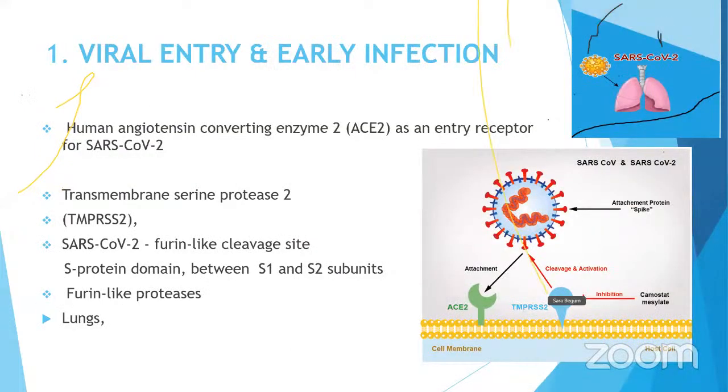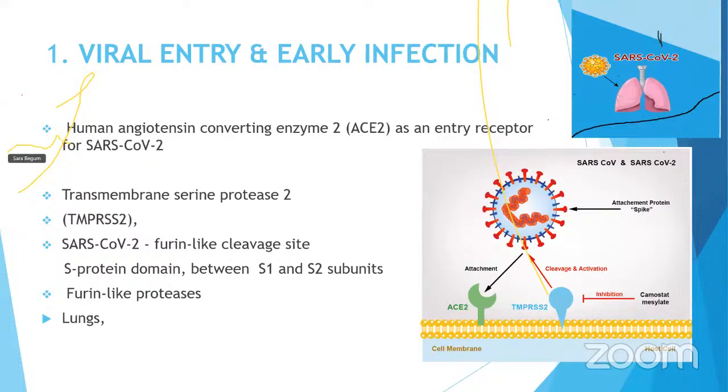You know very well that SARS-CoV-2 infection is mainly transmitted by respiratory droplets and fomites. It mainly affects the upper respiratory tract, followed by the lower respiratory tract. After entering, it affects the nasal ciliated epithelial cells and the alveolar cells, that is, type 2 pneumocytes.